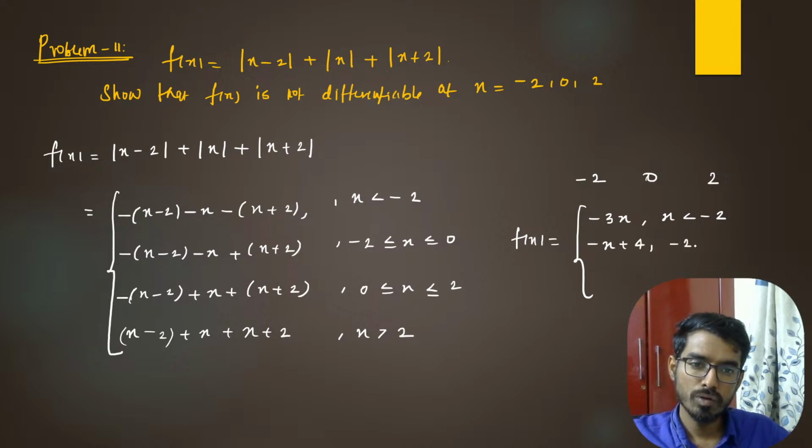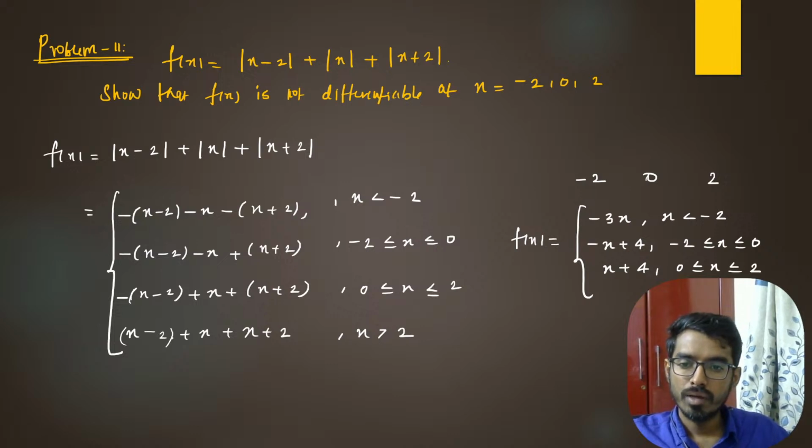This is minus x plus 4 when x lies between minus 2 and 0. Minus x plus x plus x, so 2x minus x is plus x, 2 plus 2 is 4. So it is plus x plus 4. When your x lies between 0 and 2, x plus x is 3x, and the constants will get cancelled. So this is 3x when x is greater than 2.